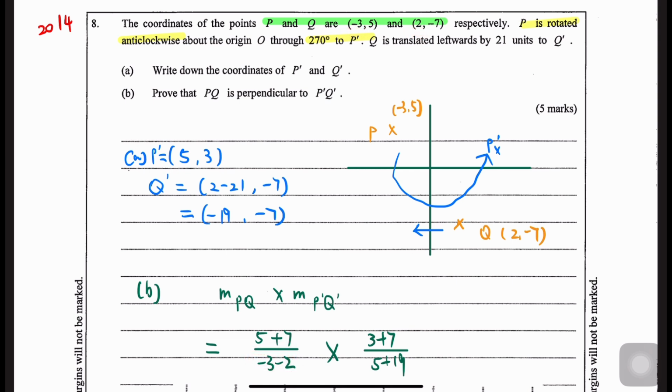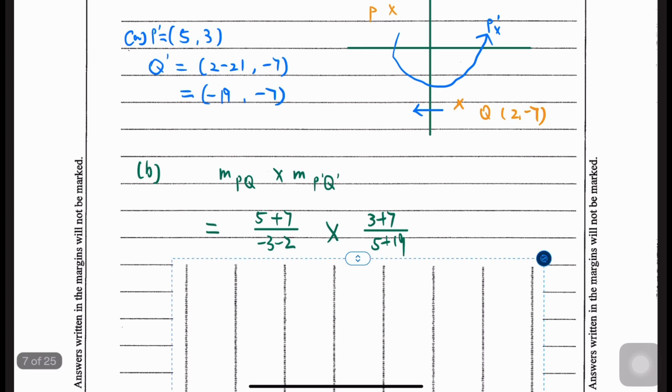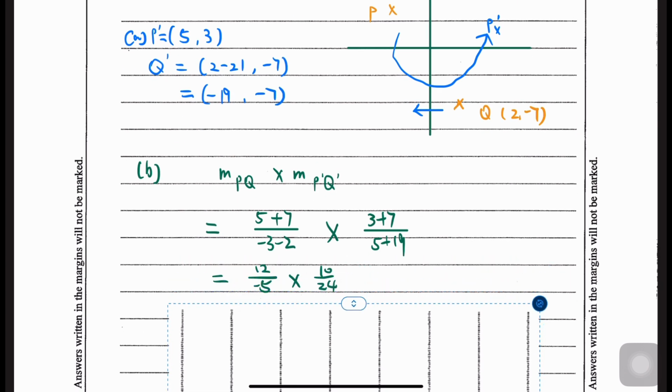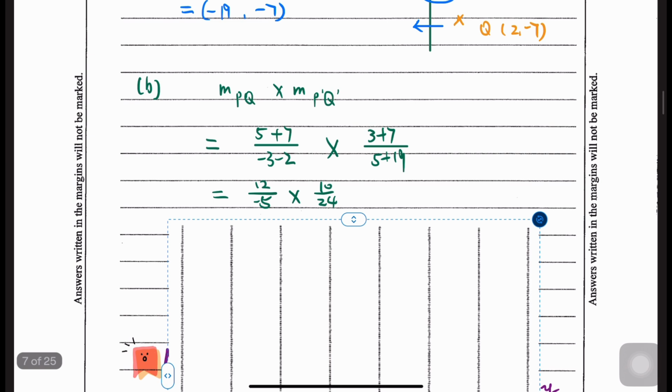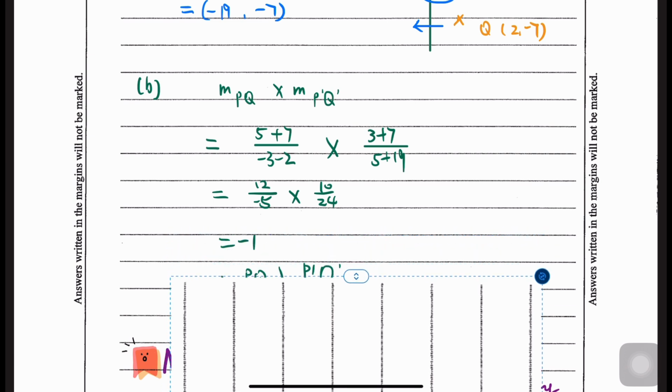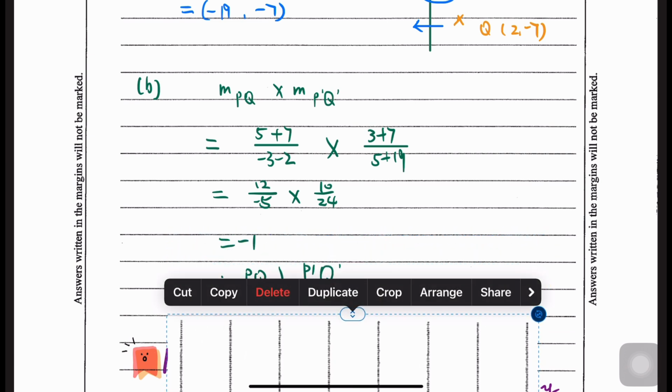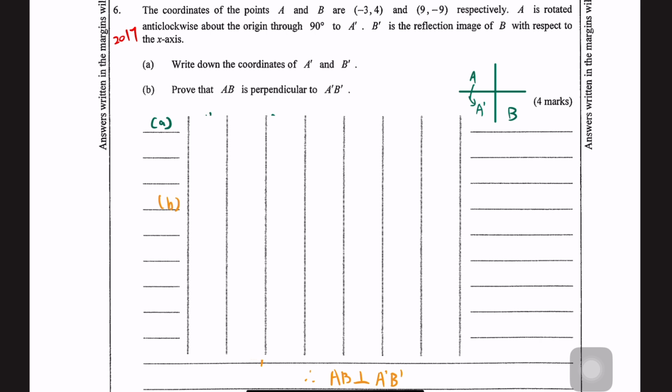And then for P dot Q dot, we have the new coordinate. Okay, so you need to use the new coordinate here. -3 minus the -7, so 3 plus 7. And then 5 minus -19, 5 plus 19. Okay, so we times together to check whether it equals -1. Okay, you can use your calculator to help, and then it equals -1, so that is perpendicular to each other. Okay, we will fast run other years' questions.